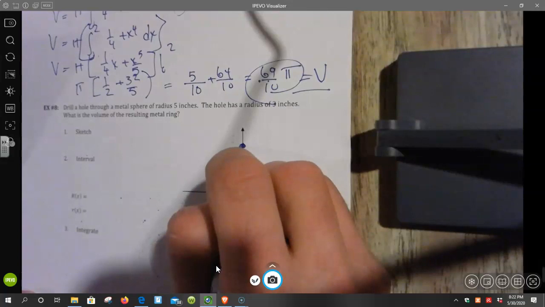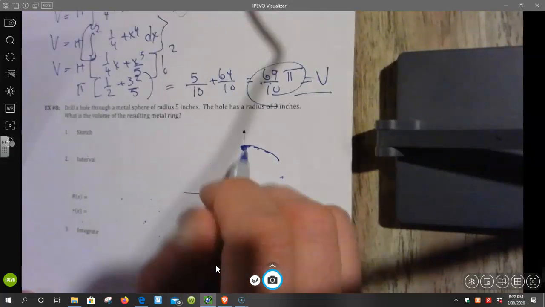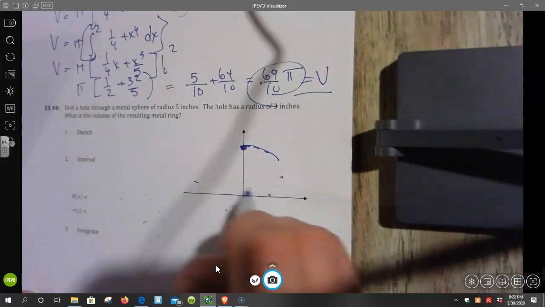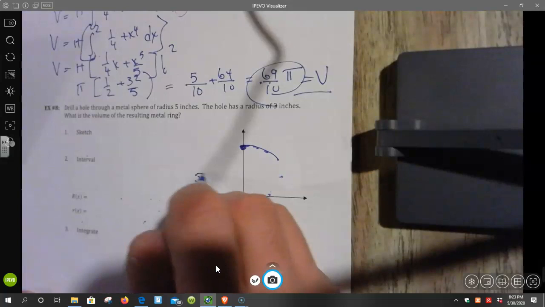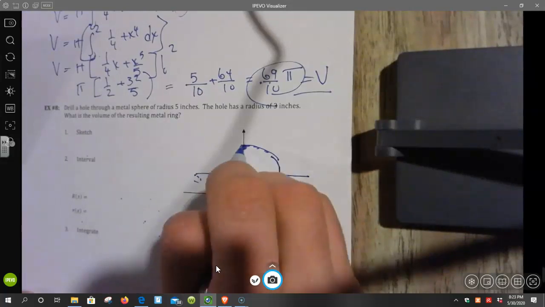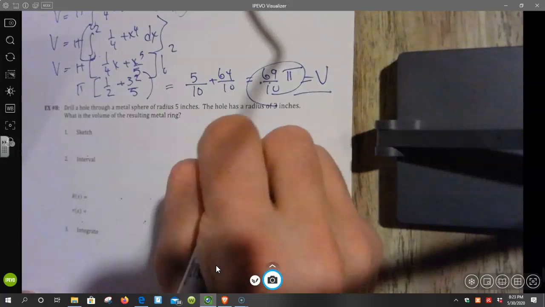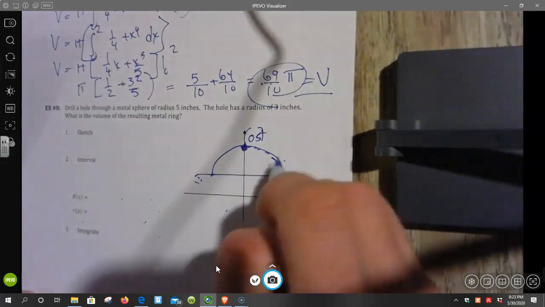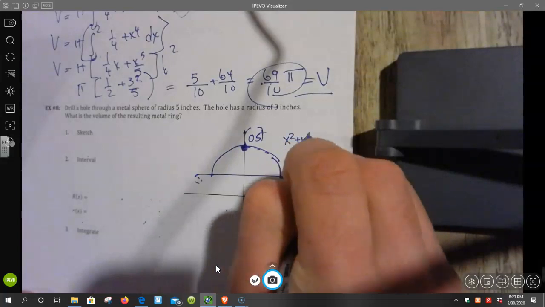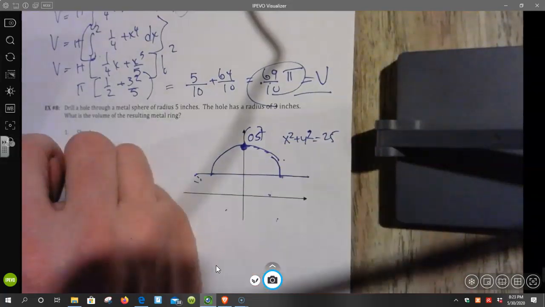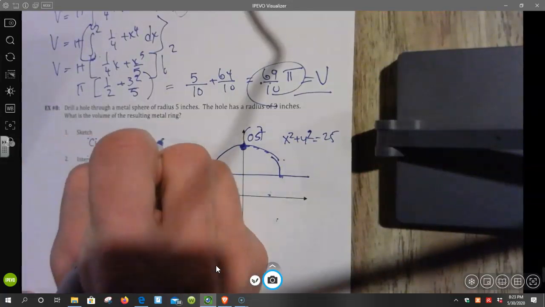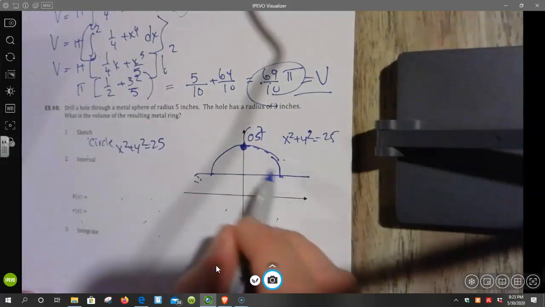Okay, I'm coming down here. Now, it says the hole has a radius of 3 inches. So that means we come up to here. All right, so this is the point 0.5. So that's the sphere. And then y equals 3, so we have to have an equation for that circle. That's going to be x squared plus y squared is equal to 25. So that's our sketch. So we have a circle, and it's going to be x squared plus y squared is equal to 25. And we know that because it's a metal sphere with a radius of 5.